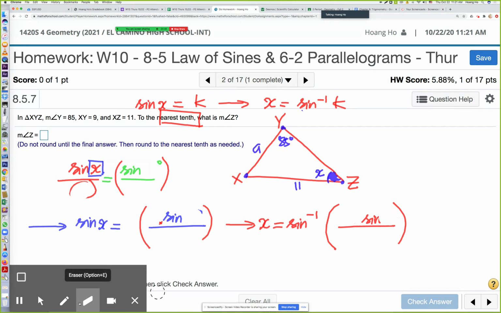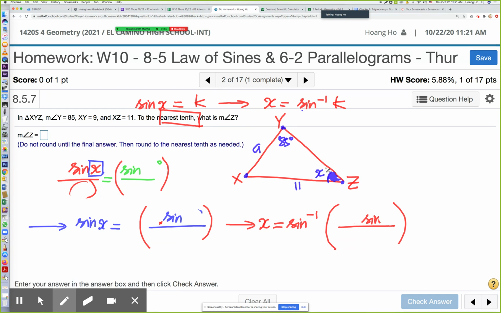Okay. Let's put in the new value, right here. I can use the pink color. So sine of angle X over the opposite side, this time it's 9, equals sine of 85 degrees over the opposite side, which is 11.